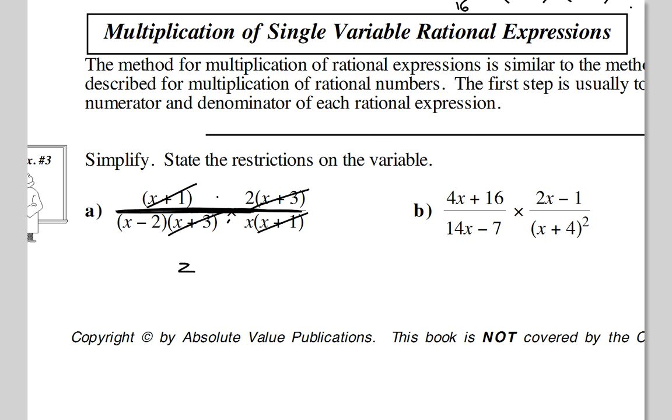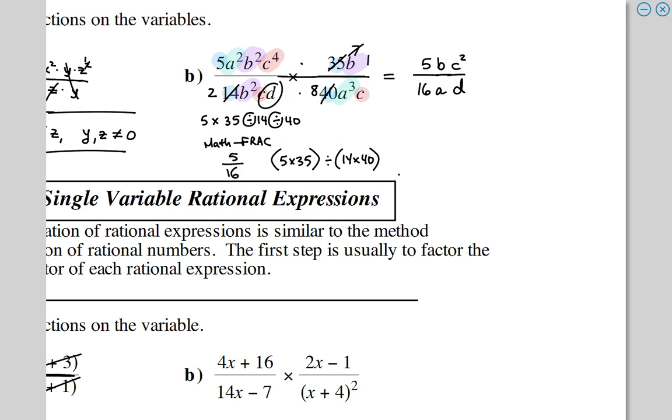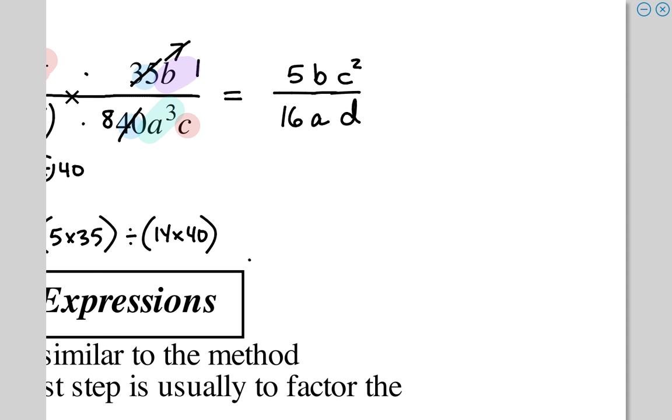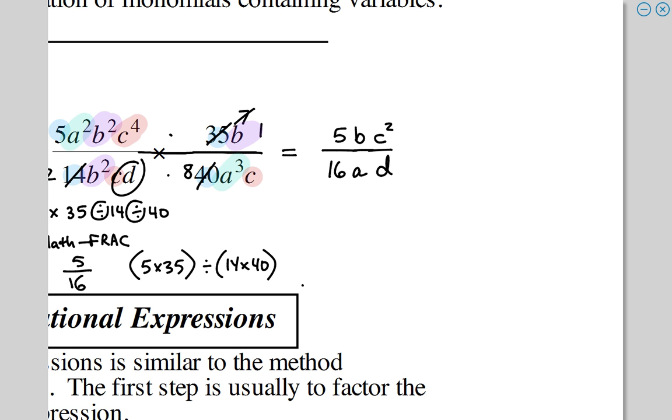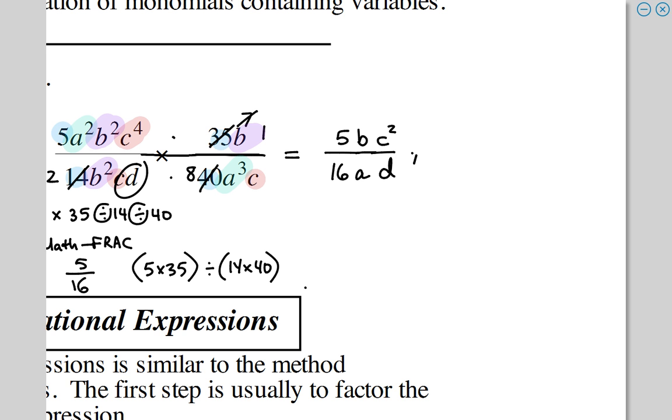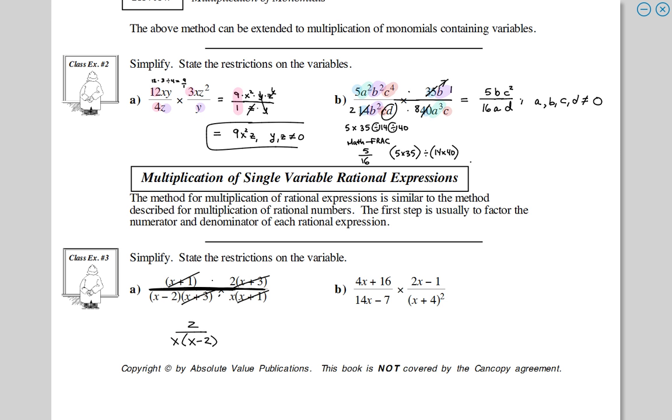You have 2 over x and x minus 2. We're forgetting something over here. What did we forget? Non-permissible, thank you. So what do we have? A, comma, B, comma, C, comma, D, not equal to 0. Okay, good. Back to this one.